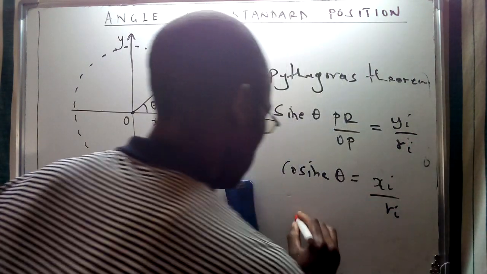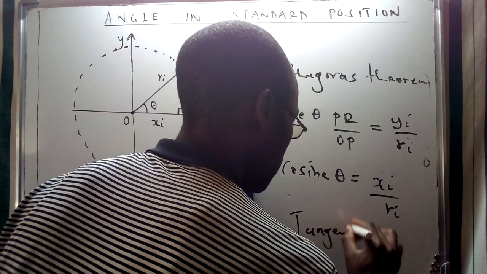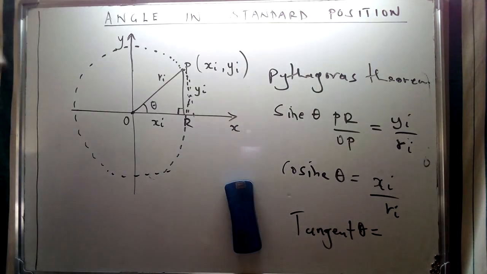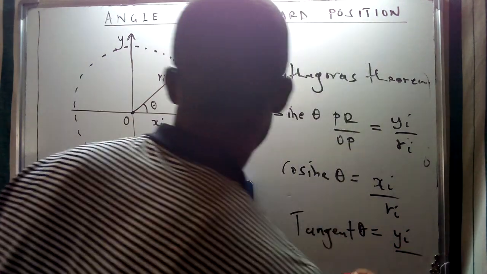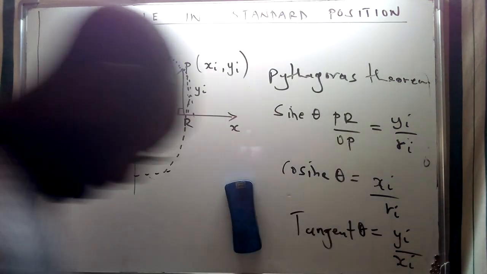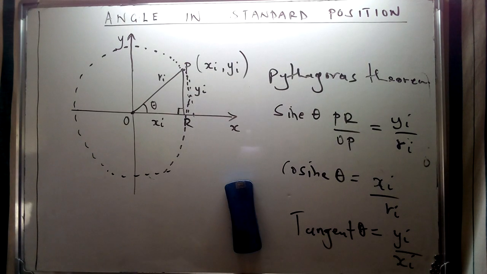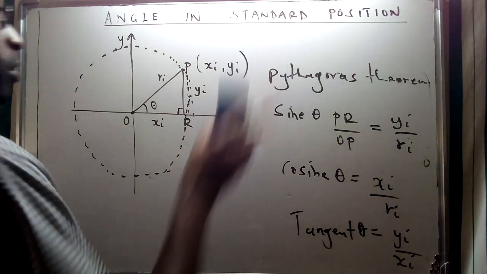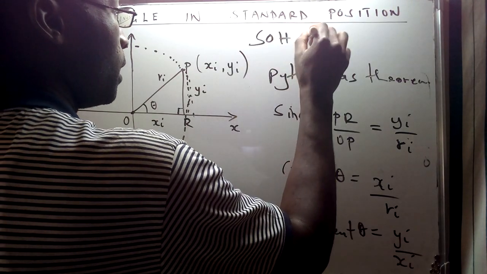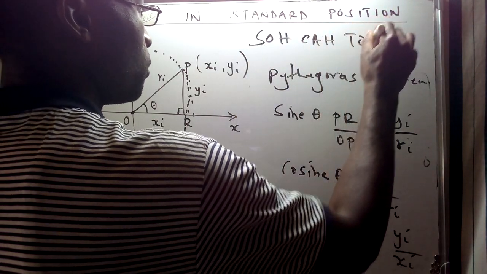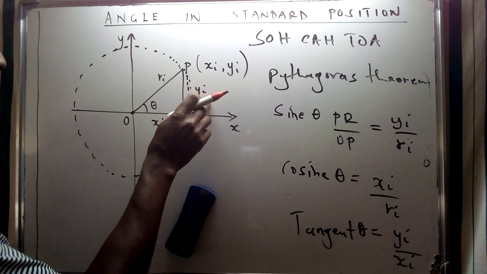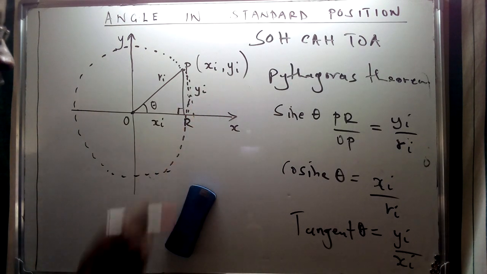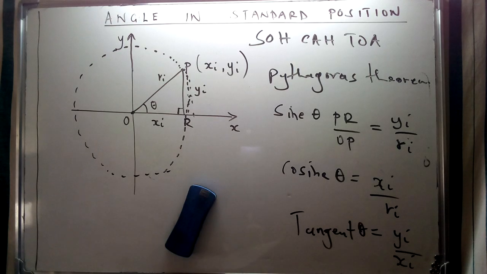and then we can define the tangent, or the tan of theta, as YI over XI. So the tangent of theta is going to be given by, we have an acronym we can use, the opposite, which is YI, over the adjacent, which is XI, in that specific respect.